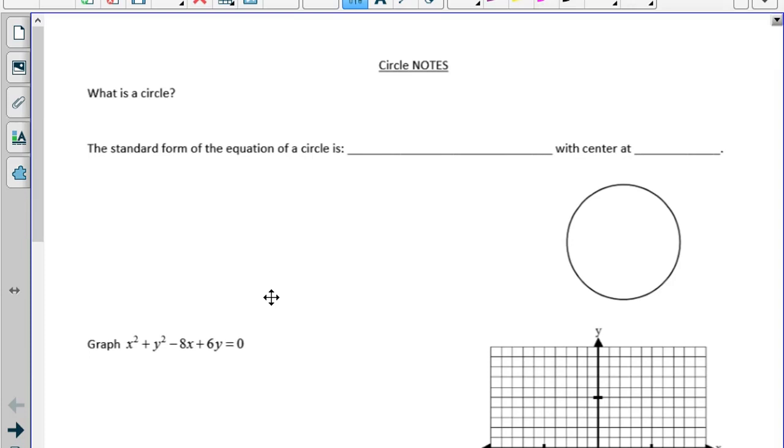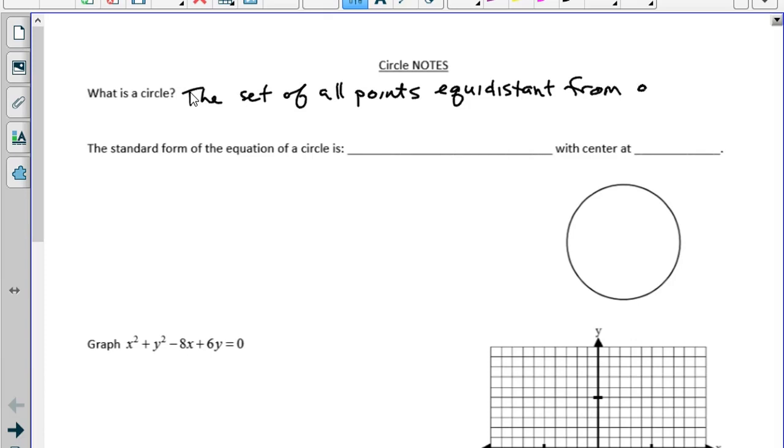A circle is defined to be the set of all points equidistant from a given point. So this is a definition that you probably learned in geometry, but a circle is the set of all points equidistant from a given point. We call the given point the center. So we call that the center of the circle.